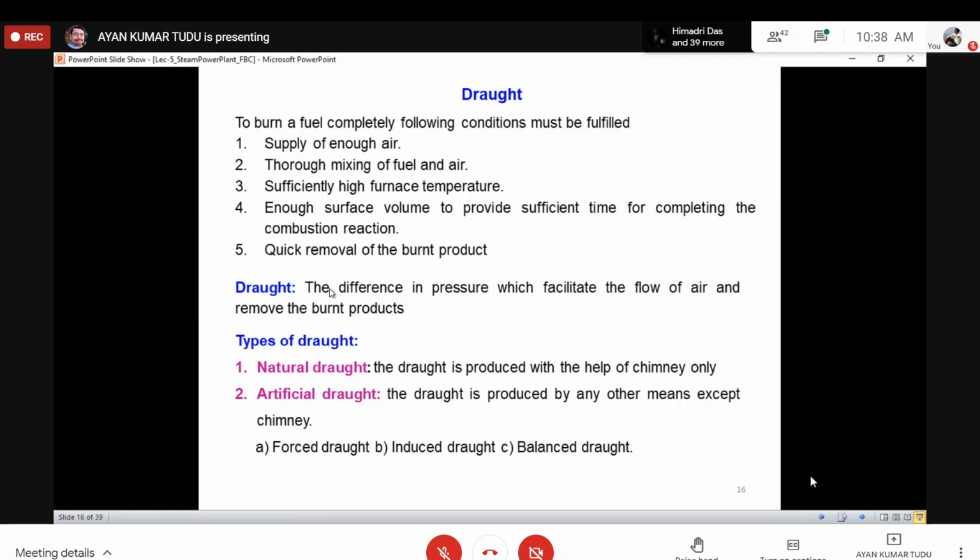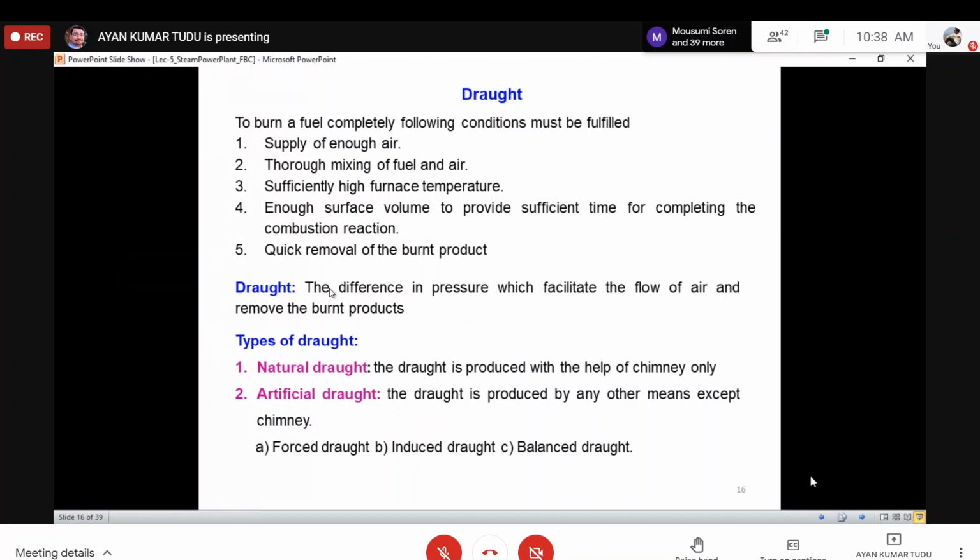And what is draught then? Draught is the difference in pressure which facilitates the flow of air and the removal of the burnt products. There are two types of draughts. One is natural draught, where the draught is produced with the help of only a chimney. But for huge power plants, we go for an artificial draught system, where the draught is produced by means other than a chimney. Here we have three types: forced draught, induced draught, and balanced draught.